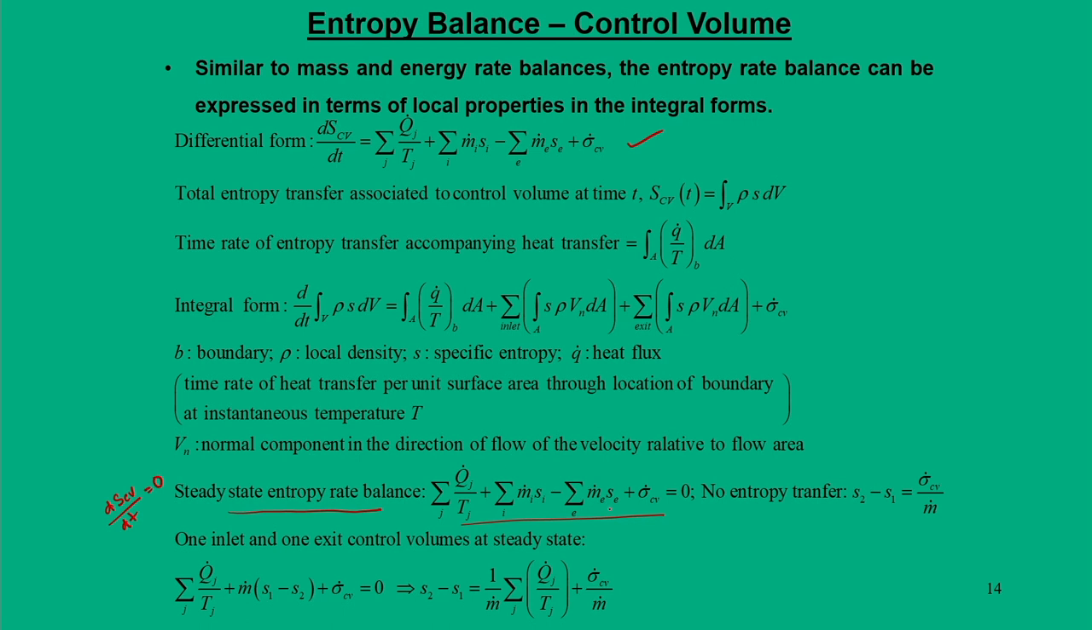Now, again when I say that when there is no heat transfer, so that means we say Qj goes to 0, this entire equation reduces to S2 minus S1 is equal to sigma dot CV by m dot. Here we have assumed that mass flow rate inlet and mass flow rate exit are the same. Further simplifications can also be done for single inlet and single exit control volume at steady state. So, in fact, all these equations are relevant or will be required when you solve the problems.